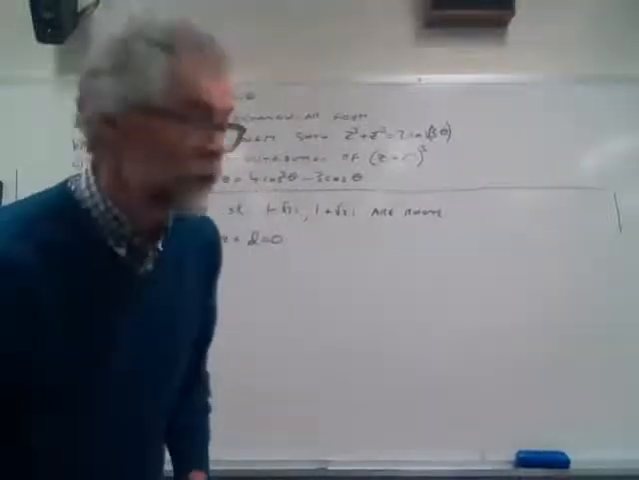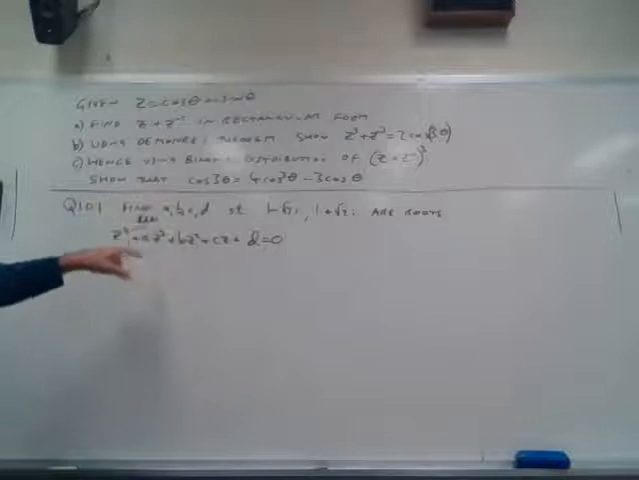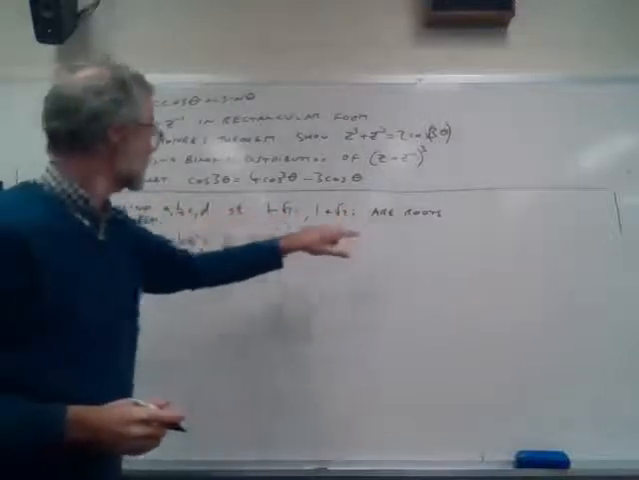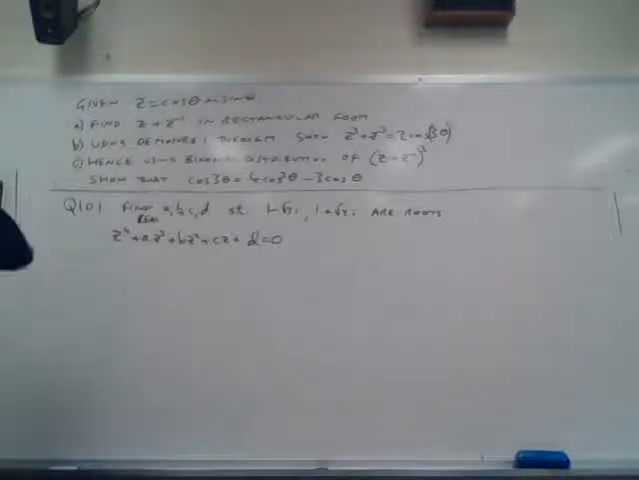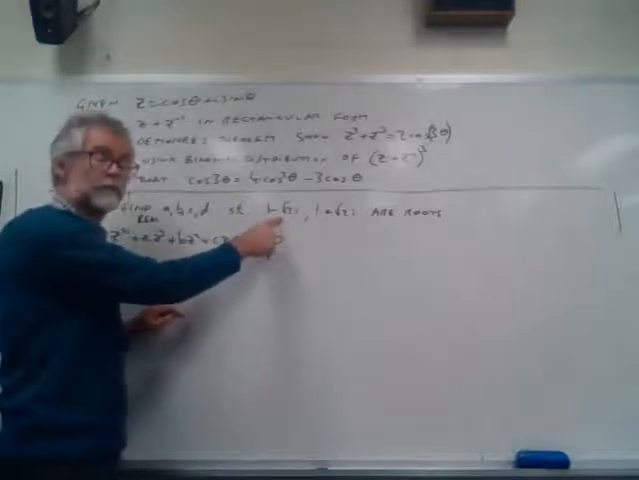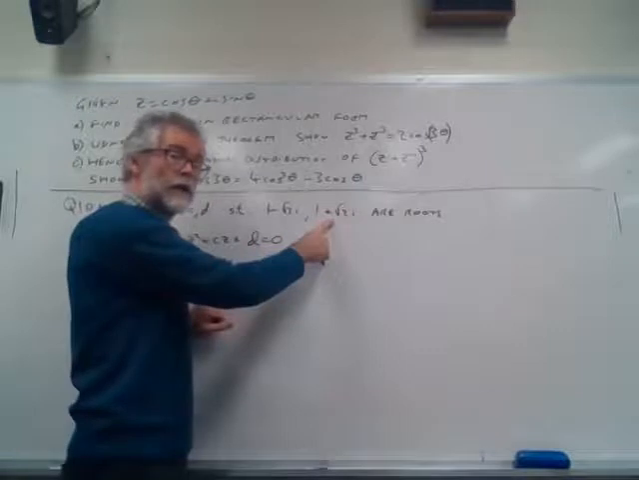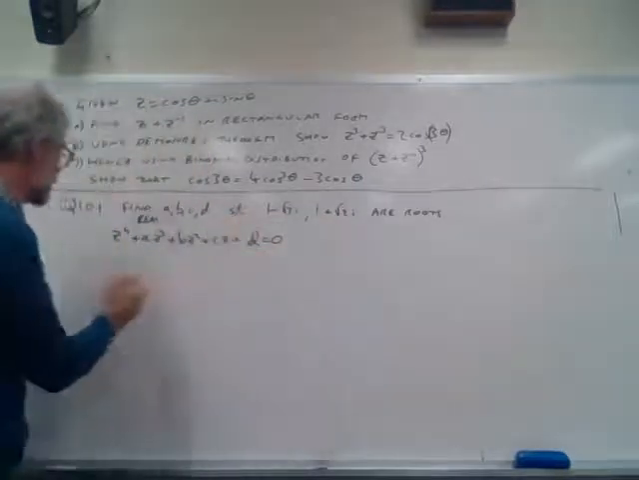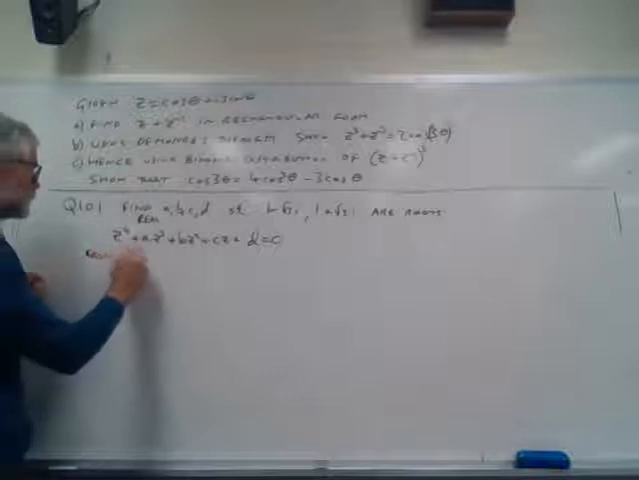Okay, now I'm looking at this question 101, and it's find real numbers A, B, C, and D such that that and that are roots of that polynomial there. Well, from the conjugate root theorem, you know that if that is a root, then 1 plus root 3i is also a root, and if that's a root, then 1 minus root 2i is also a root. So we can just write that down to start with. Conjugate.